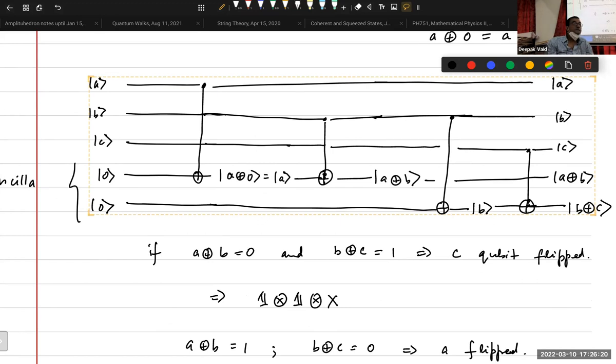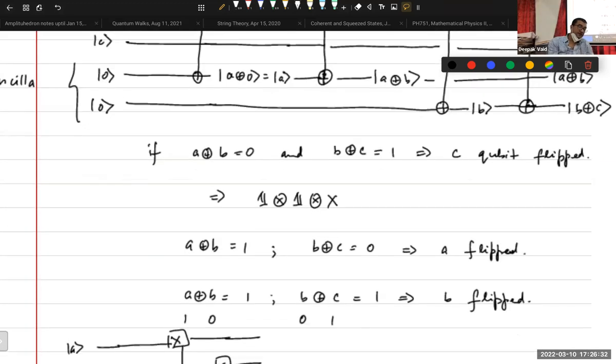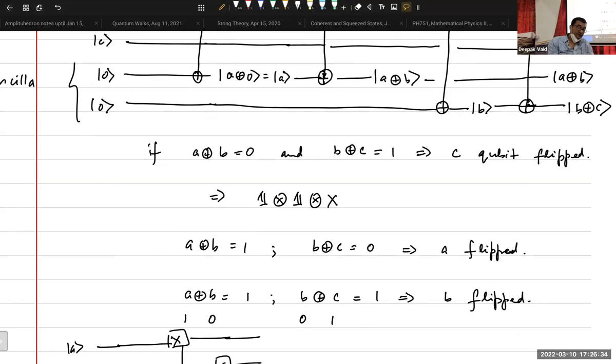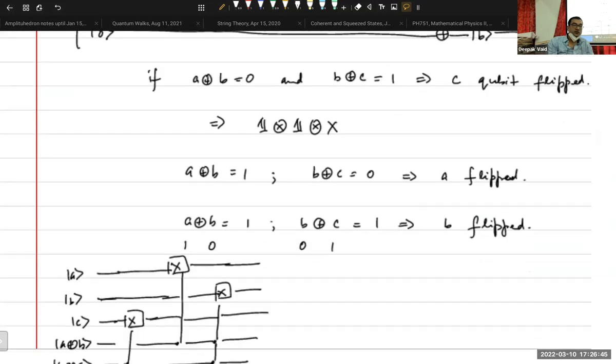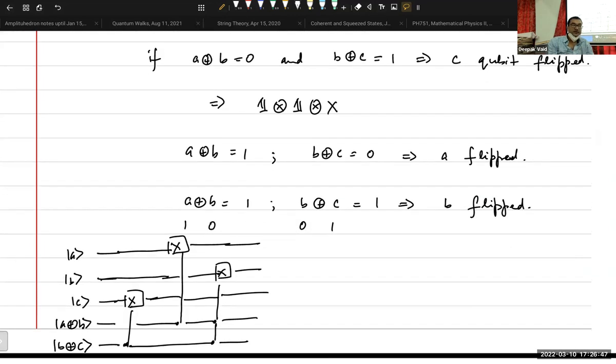Sorry, so won't we have to apply all the CCX gates to condition on all of A, B, C, since it's one then? No, just look at these conditions again. This is the first condition: the C qubit is flipped. So this covers all three cases, no?